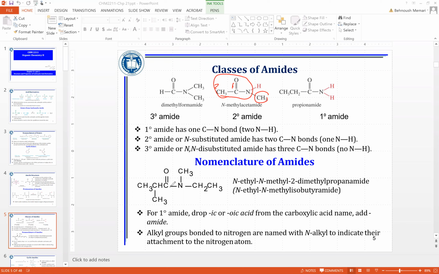So let's look at this molecule here. For the nomenclature of this molecule, we are starting with the carbonyl carbon as carbon 1. We cannot go to the right side because it's nitrogen. We have to go to the left side, 1, 2. And then which one gives us the longest carbon chain is going to be the same. So if I go down or if I go left, it's going to give me three carbons only.